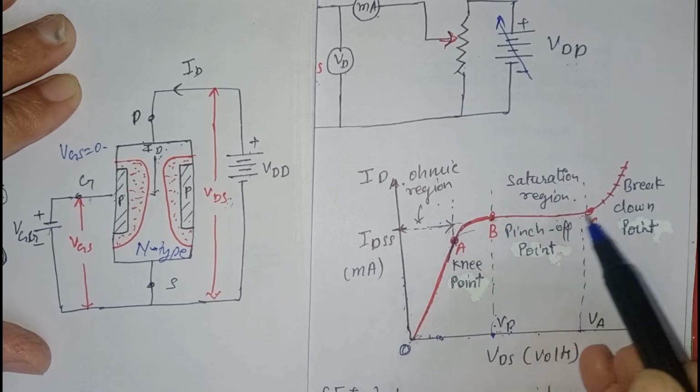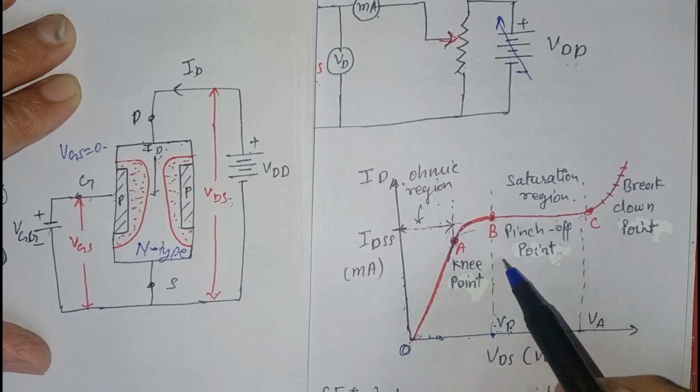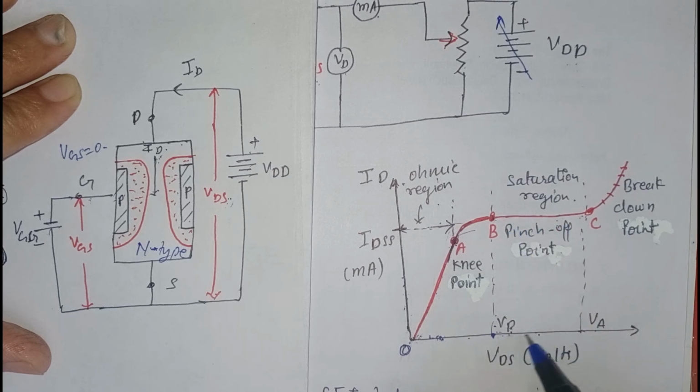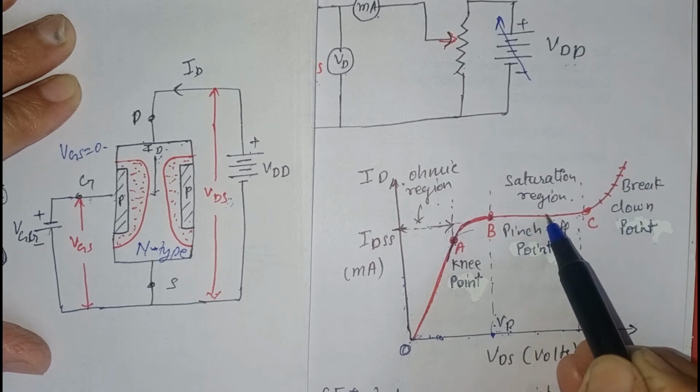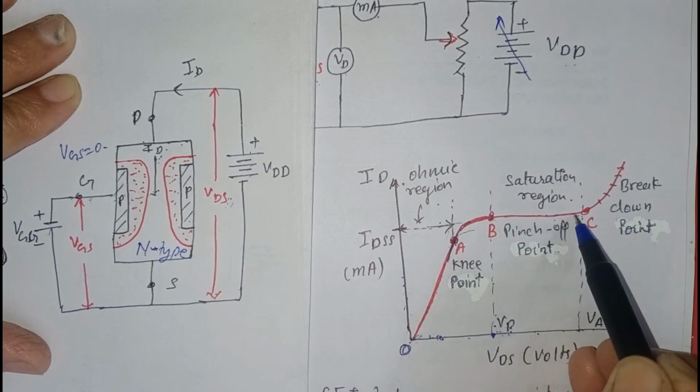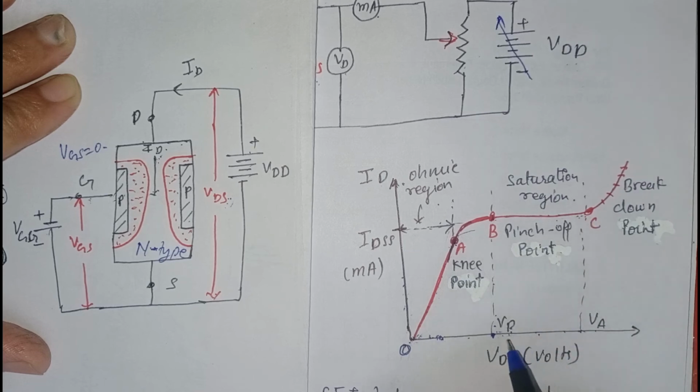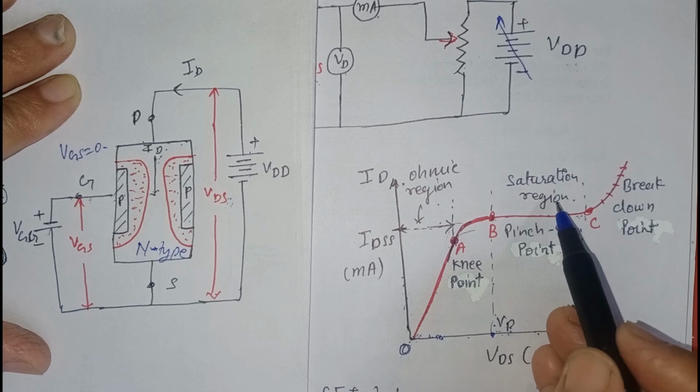Now from point B we can see that even if we increase this value of VDS, there is no change in the drain current. There is a constant drain current in this region even after increasing the value of this VDS. So this region is called saturation region.